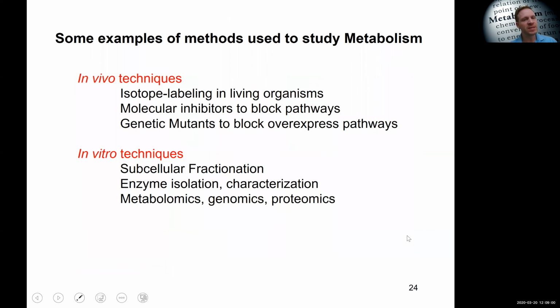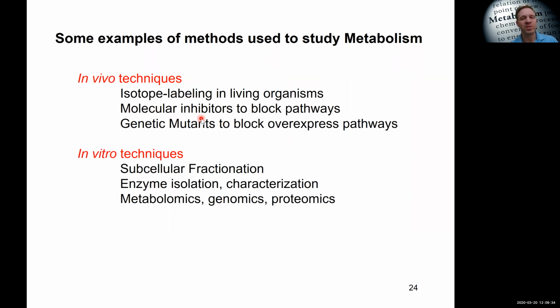Some specific techniques that I want to highlight to you and that we will look at this quarter more frequently are in vivo techniques, so in the living organisms. There are things like isotope labeling in living organisms. I'll show an example of that. We can use inhibitors to block pathways, and that's a really helpful tool to try and understand these series of reactions. Instead of inhibitors, we can also use genetic mutants, and there are many, many tools at our disposal today.